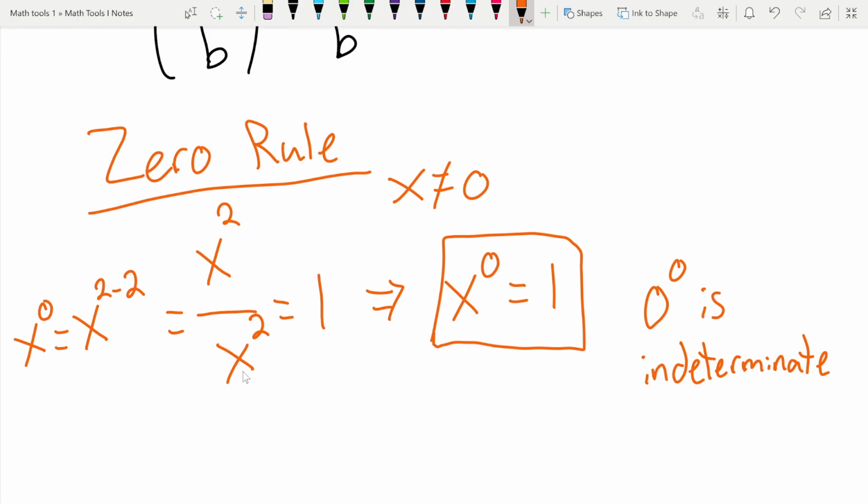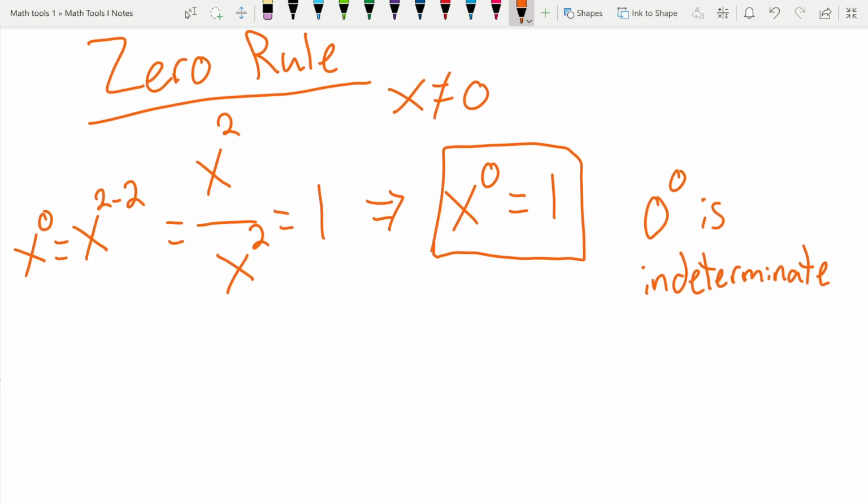In fact, there's no exponent that we can raise a number to that will make it 0. And that'll be reflected on the graph as well.